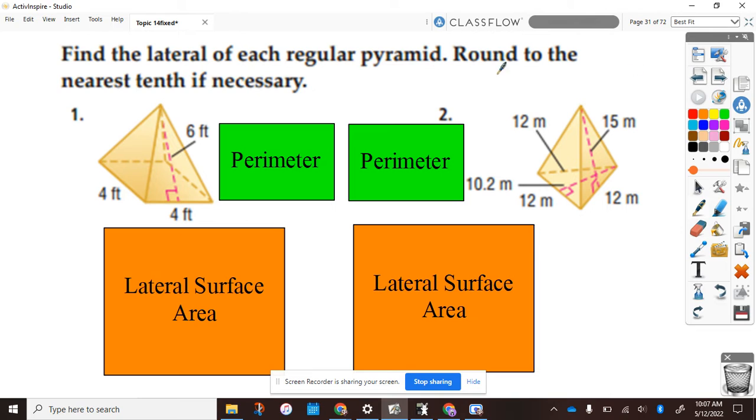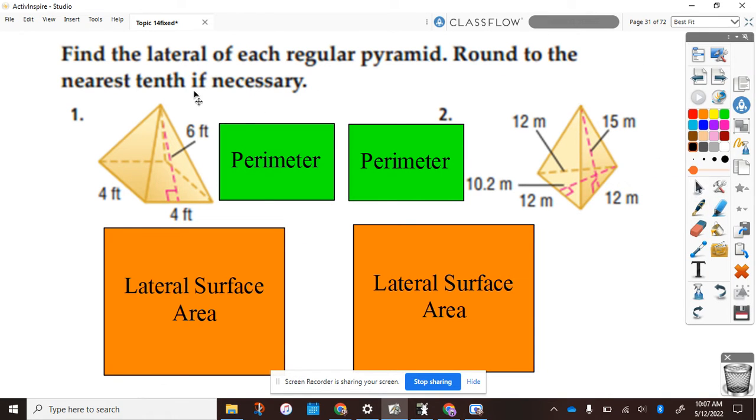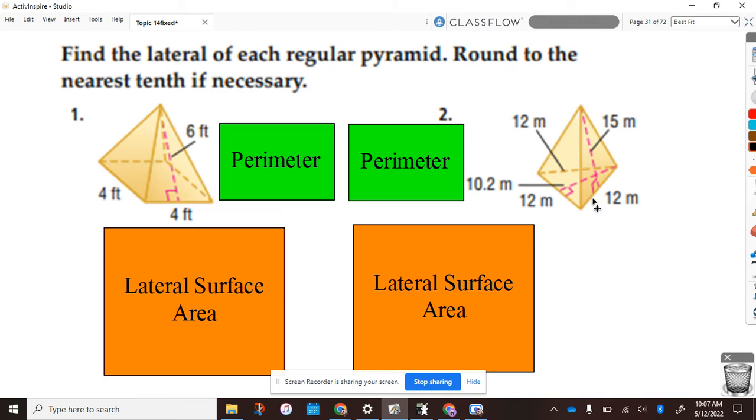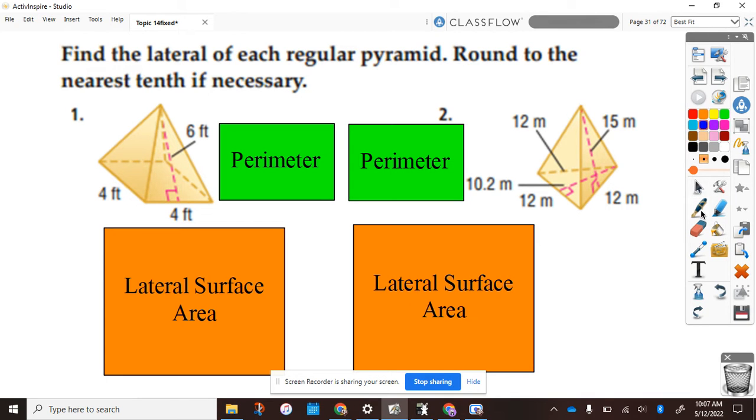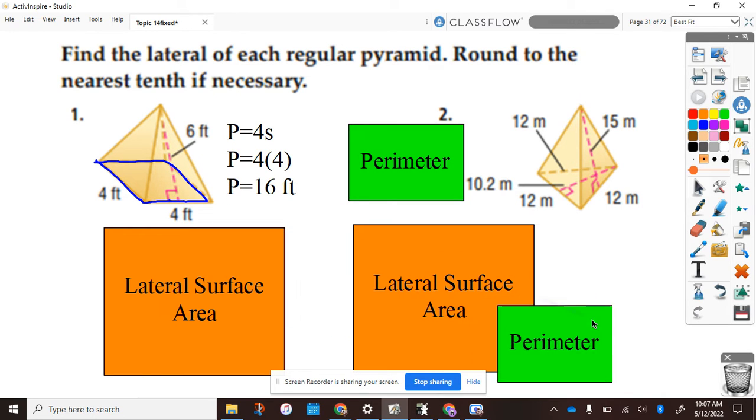Look at this next one. Problem number 1, we've got a square down at the bottom. You can kind of see that your square is going to be the base, that area right there that I just outlined in blue. So if we're looking for the perimeter of a square, we're going to multiply whatever the side length is times 4. So 4 times 4, our perimeter is 16. That's the P. The other number, 6 feet.